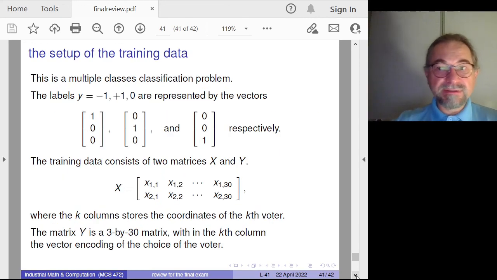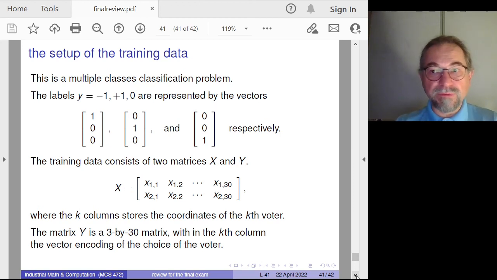So this is a multi-classification problem. So we've seen 2 of them. We had one that was a data fitting, and then we had the digits recognition. With our first example with the data fitting, we had just two choices. Here we have 3 choices. We map the labels to 3 vectors. We have 30 data points, so we will have a 2 by 30 matrix X, and then we have the corresponding matrix Y, which for every coordinate, where the voter was expressing the choice, we stack the corresponding vector. So that is the definition of the training data.